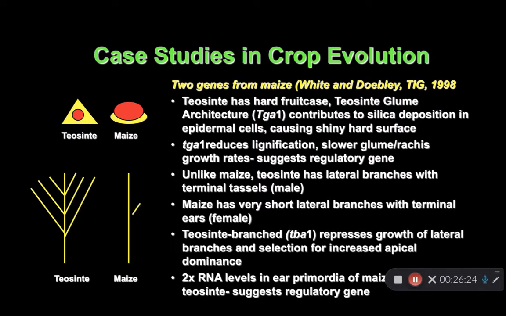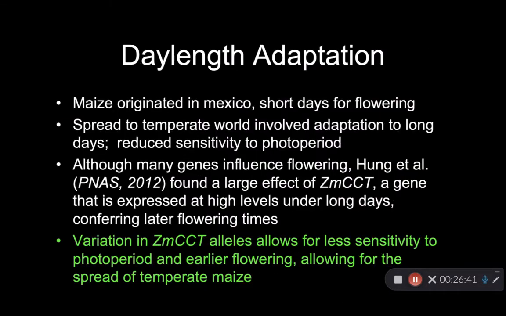And of course, teosinte branched architecture is what we have in modern corn. We don't have a candelabra plant. We've got this single stalk that can be planted at very high density and produces one huge ear. And what that gene did was simply repress the growth of those lateral branches to make for that single-eared plant.